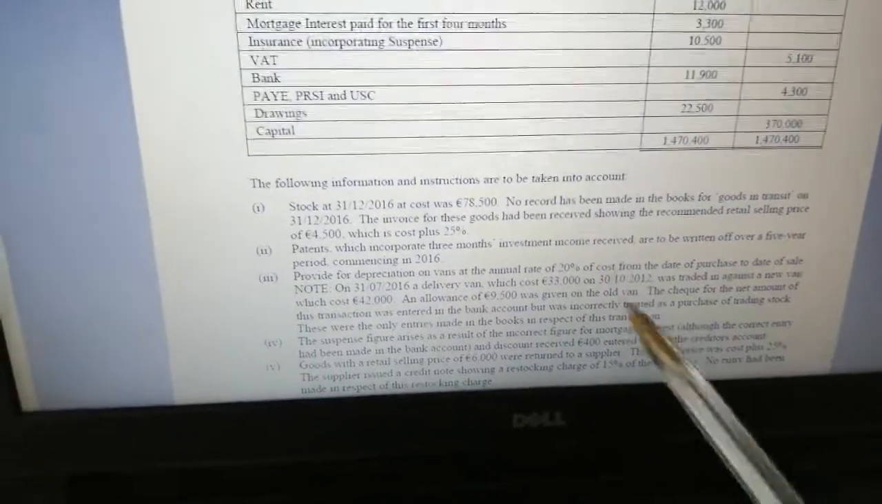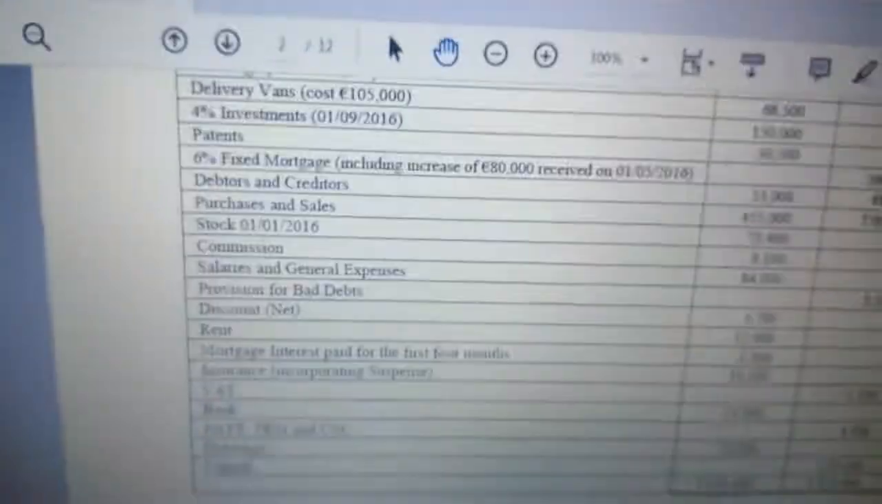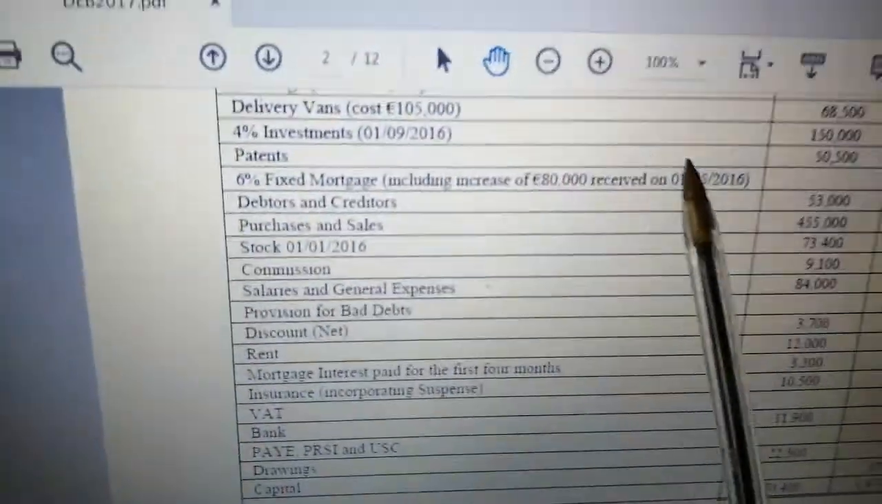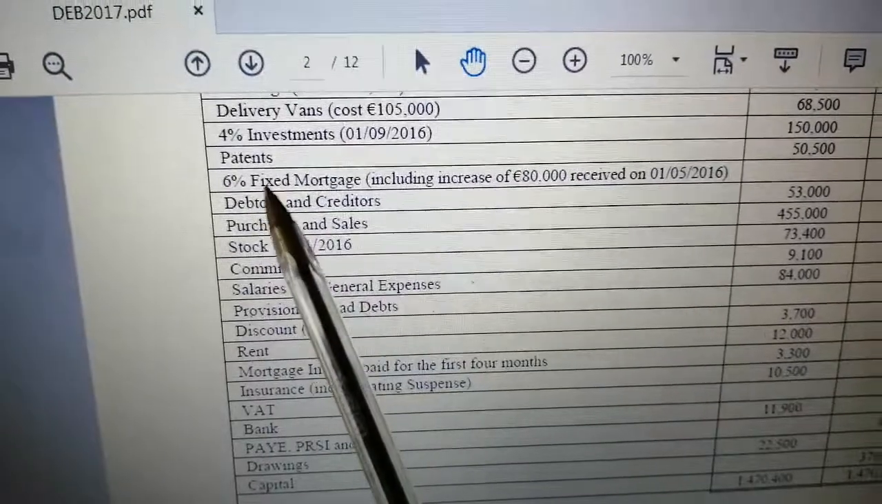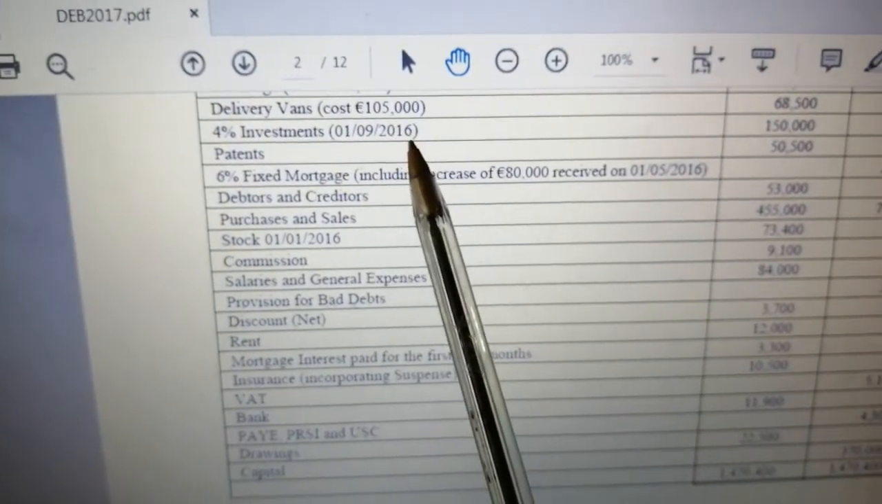So since it mentions investment income, we'll do that. And I've already done some of the workings here. Well, I better get back to the question here actually. It says patents including, where are we? Patents, here it is, includes 3 months mortgage interest. And here we have the investment interest. Where's my investments? Oh yeah, 4% investments. Here we are, 1st of the 9th, 2016.